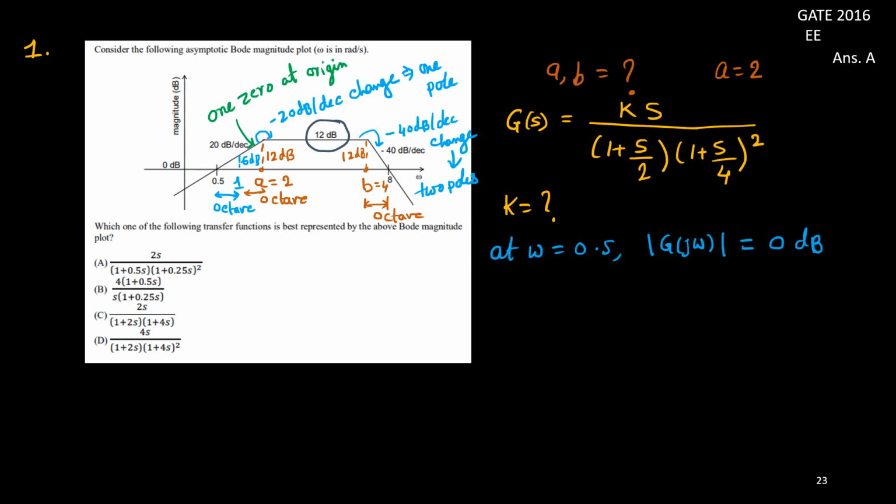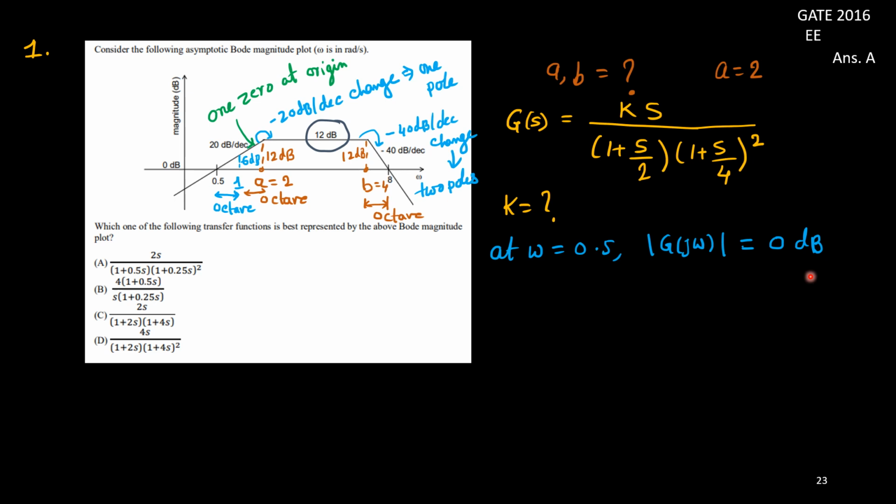Okay, so for this I can use any one piece of information. I can consider one piece of information which is given very toward the left side of omega initially, that means for a low value of omega. When omega equals 0.5, its value is given as 0 dB. So this is the easiest one to use. At this frequency, when omega equals 0.5, its magnitude is given as 0 dB. This one we can use.